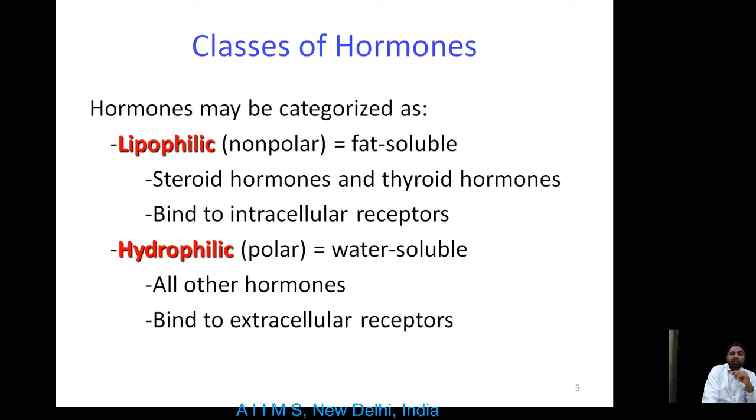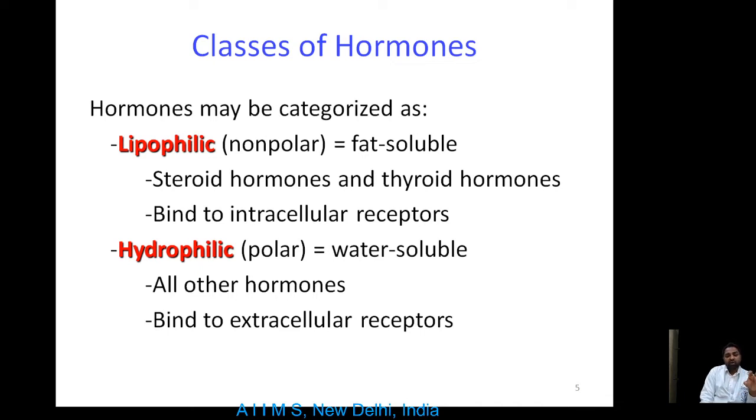Okay, and what happens, for example, with hydrophilic hormones, when they bind on the cell membrane? The hormone's function will stop there. It binds to the receptor, causes a conformational change, and there is generation of a second messenger. So what are the second messengers? A second messenger can be calcium, cyclic AMP, or cyclic GMP.